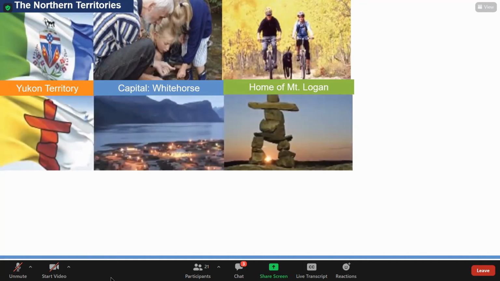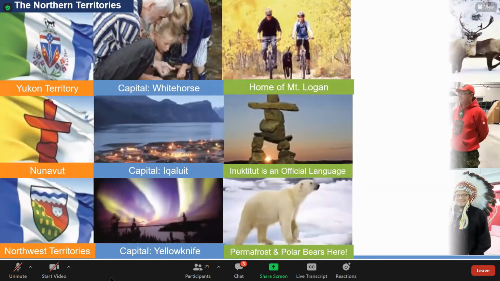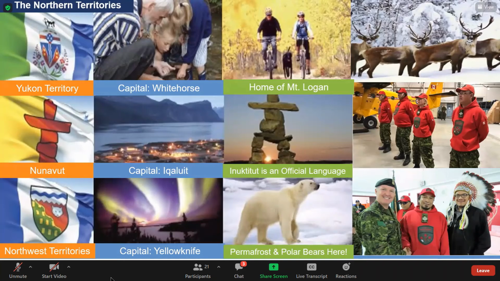Can you please show slide number 31? Yeah, you see it? Okay. So now we are talking about the territories, yeah? Yukon Territory, the capital is Whitehorse. It's home of Mount Logan, a famous mountain. And also there are a lot of caribou, as you see in the picture.